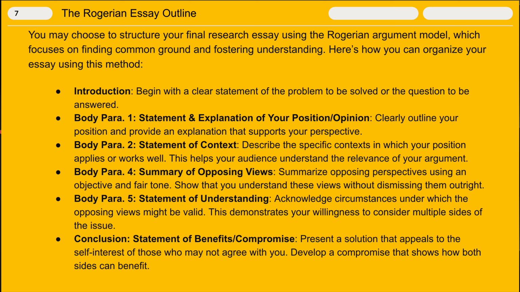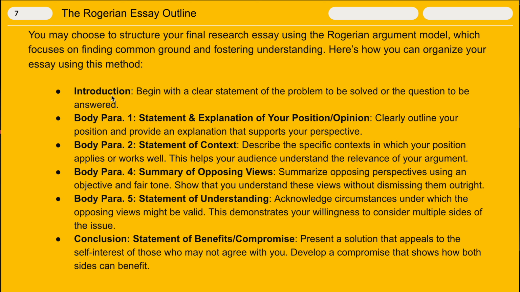All right, so if you're going to be writing a Rogerian-style essay, which for our final essay 3, you'll have the choice to either do a Rogerian essay, a Toulmin model essay, or you can do a traditional style argumentation essay. But if you were going to do this type of essay, this is a structure that you can follow.